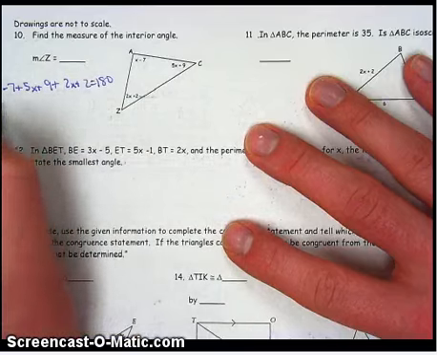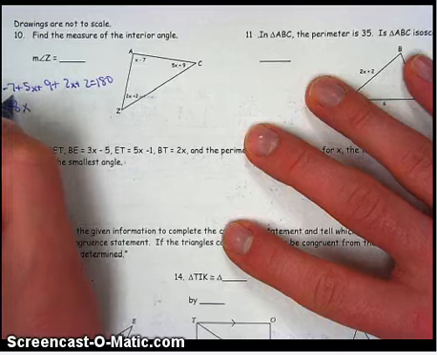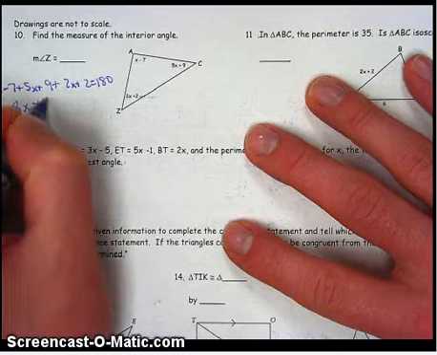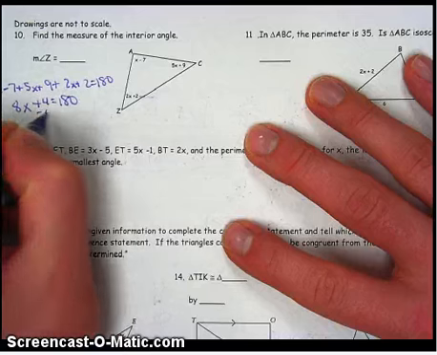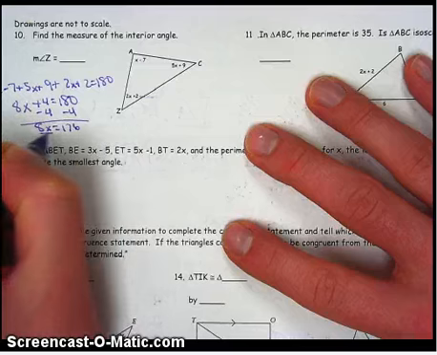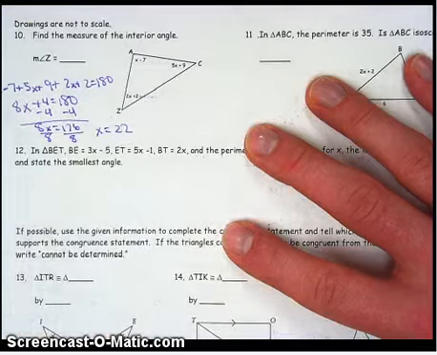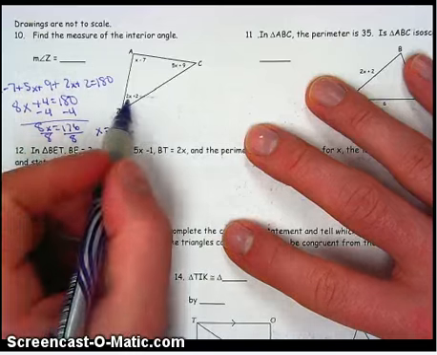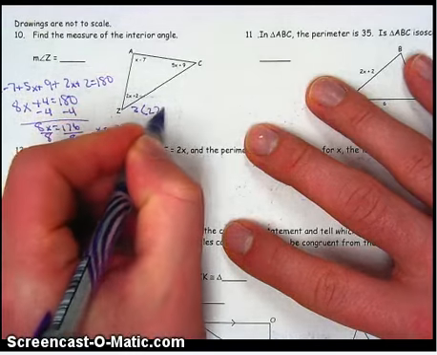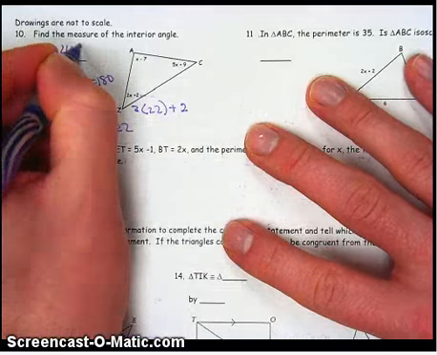So 5x and x is 6x plus 2x, so 8x. Minus 7 plus 9, so that's plus 2. Plus 2, so plus 4 equals 180. Subtract 4. So 8x is 176. Divide by 8. So x equals 22. It wants angle Z, so I can plug it in there. So 2 times 22 is 44 plus 2, 46.